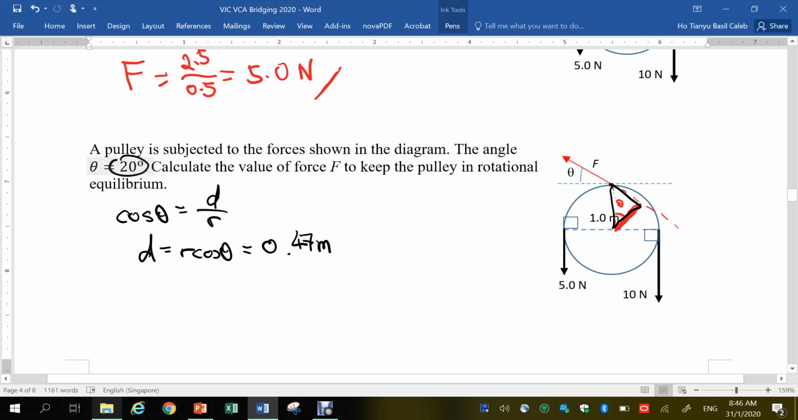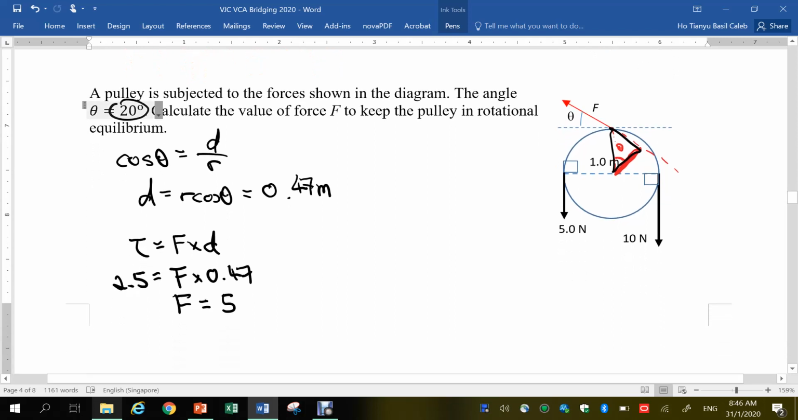To provide the same moment of 2.5, let's use the equation. Moment must be force times perpendicular distance. The same moment of 2.5 is required. Force is the value you need to find now. The distance is 0.47. We can rearrange and find that the value of F is essentially 5.32. The value of force has increased.